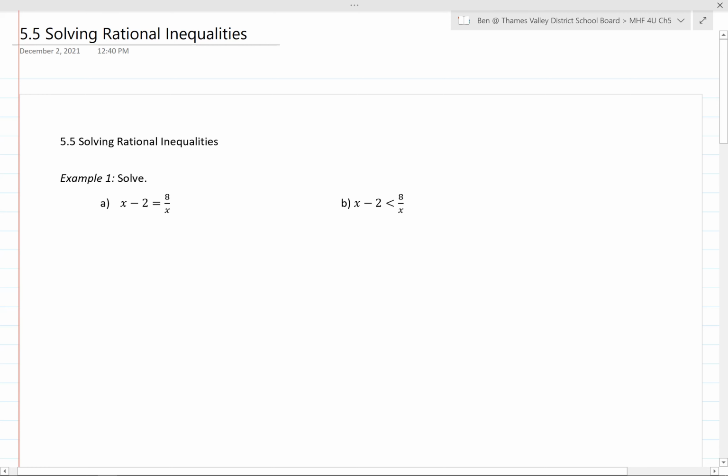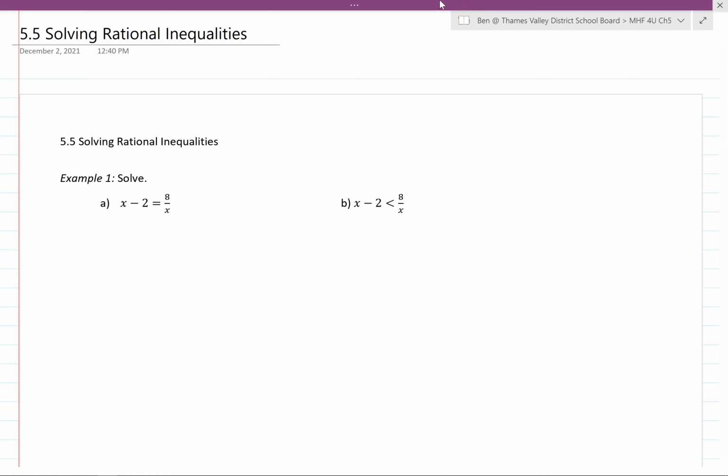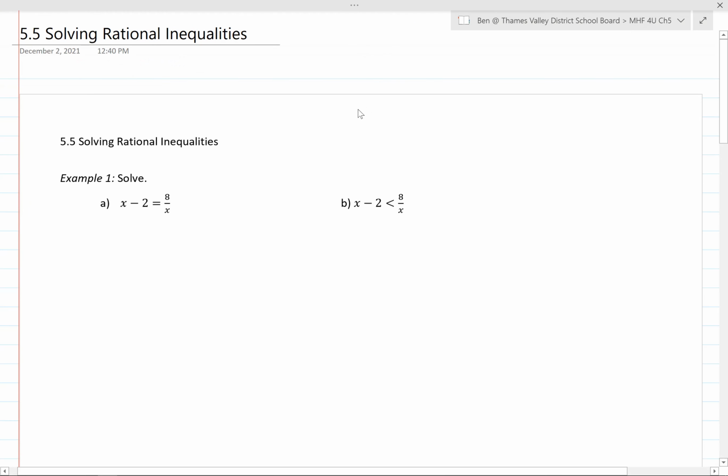All right, folks, so now that we have gone over how to solve rational equations, we're going to work on solving some rational inequalities. We'll notice some new patterns and a little bit of a new procedure as we work through, but for the most part the approach is going to be very similar to what we covered in section 5.4. So here, let's take a look.